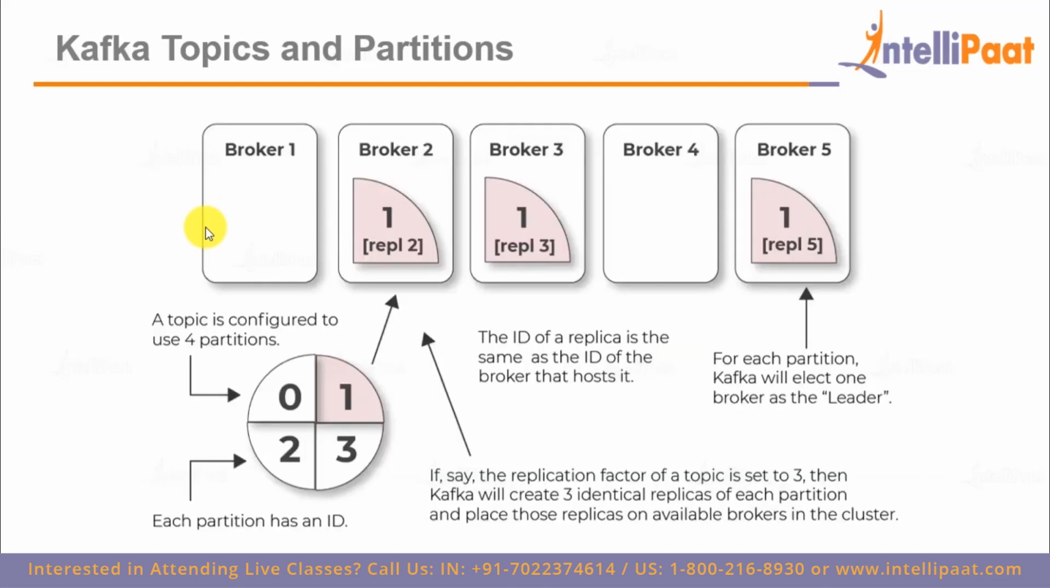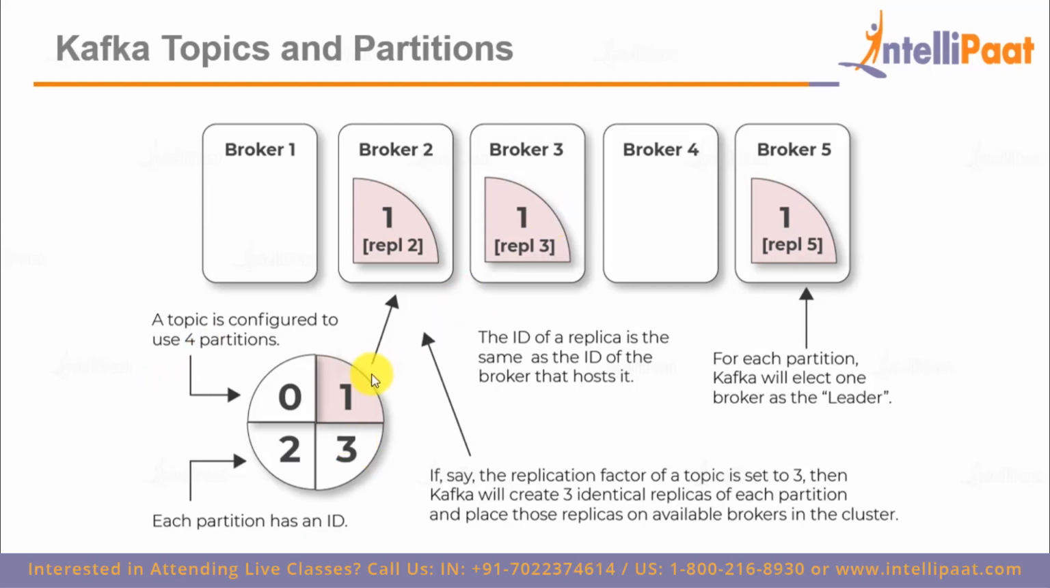Now let's understand about replication. So if we take the same example where we have a topic and that topic is configured into 4 partitions. So this is partition 0, 1, 2 and 3. And if we set the replication factor of a topic to be equal to 3, then Kafka will create 3 identical replicas of each partition, right? So this partition would have 3 replicas, partition 2 would have 3 replicas, partition 0 would have 3 replicas, and partition 3 would also have 3 replicas. Now all of these replicas would be present on the available brokers which are present in the cluster.